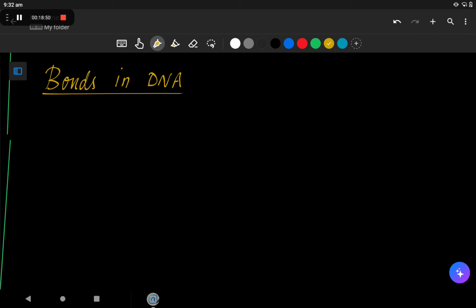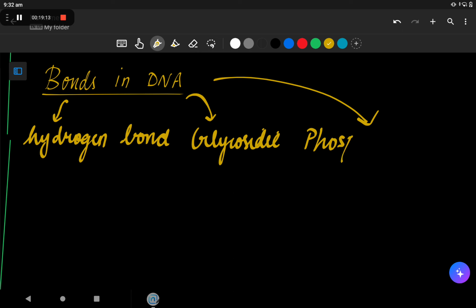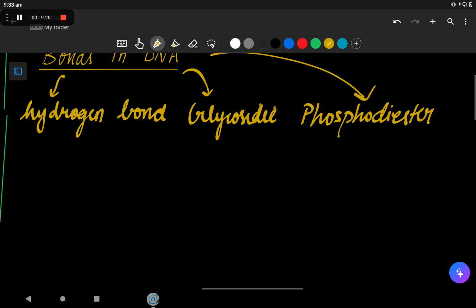Now let us see bonds in DNA. There are 3 types of bonds found in DNA. First bond is hydrogen bond. The second type of bond is glycosidic bond. Third type of bond is phosphodiester bond. Now let us look deep into these 3 types of bonds.